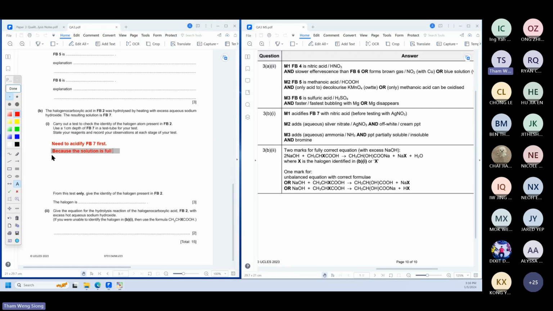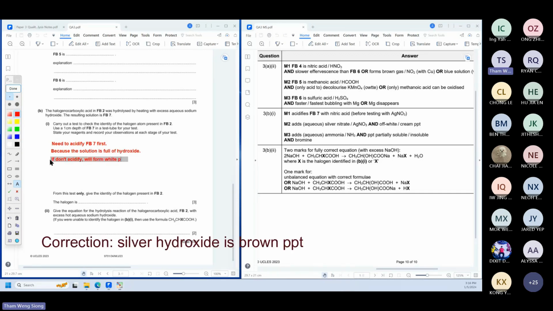Because the solution is full of hydroxide. What happens if you add silver nitrate? If you don't acidify, it will form white precipitate, which is silver hydroxide. That's why this one is very dangerous. This one is something I need to warn you about.